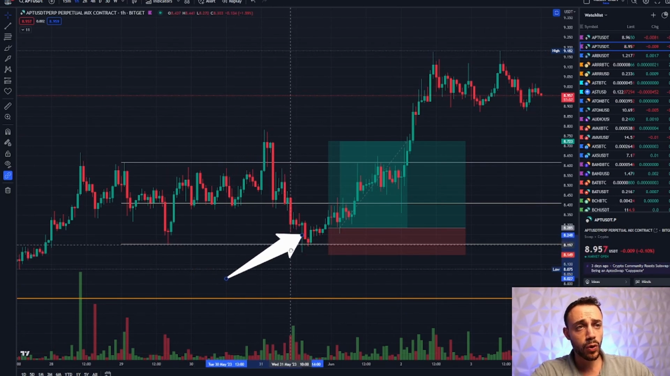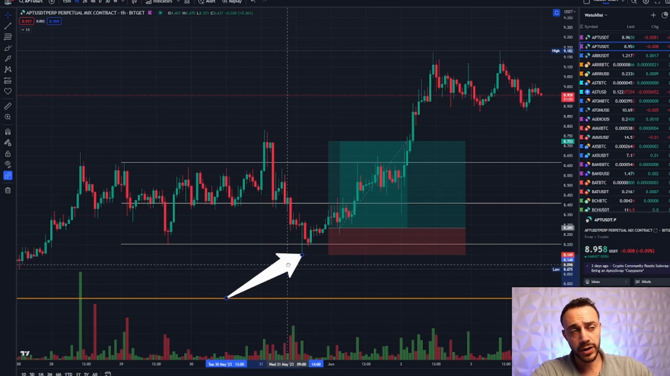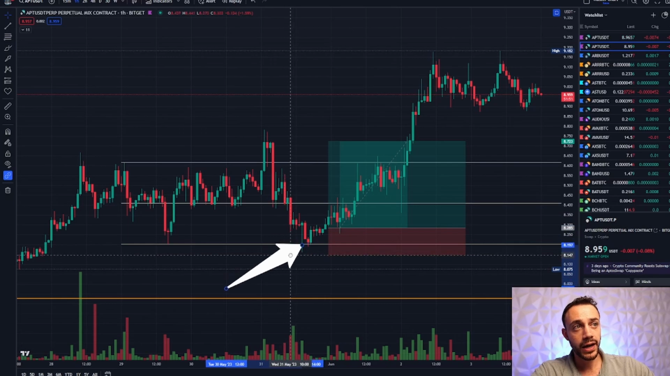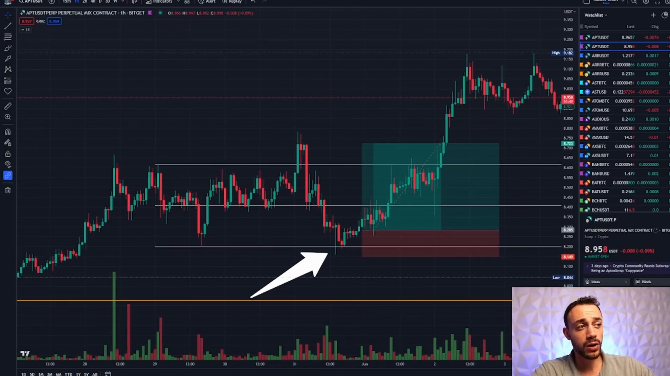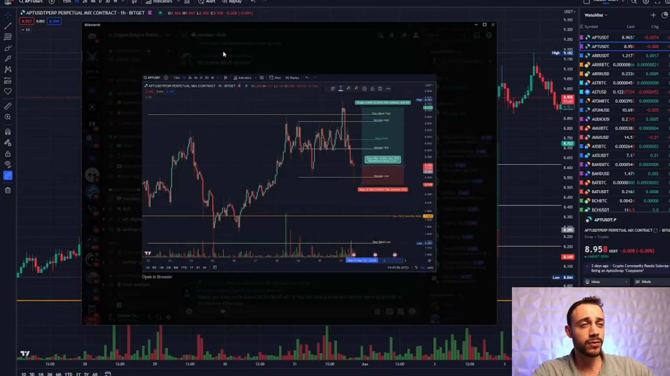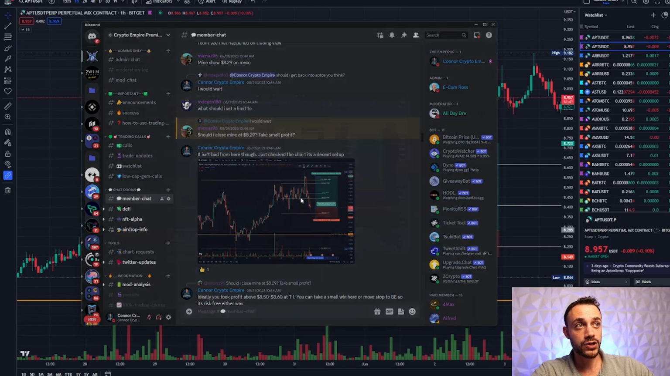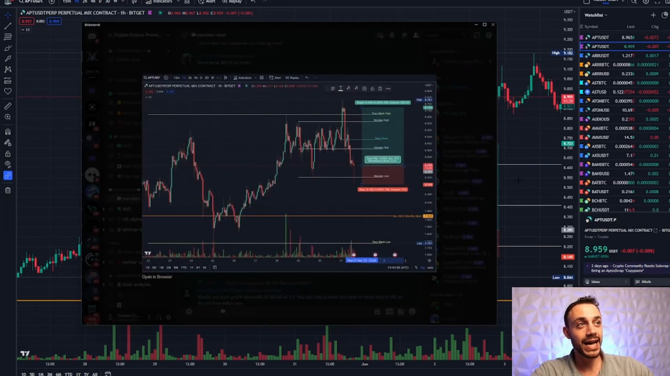Price broke the Monday low on that market structure break, and then the candle closed well above. So that's a swing failure pattern. It happened twice over here on the 1-hour chart, and that's how I was able to identify for one of my members asking me, should he get back into Aptos? And I said, yeah, it's not bad from here. Just check the chart. It's a decent setup. It's exactly what we look for.